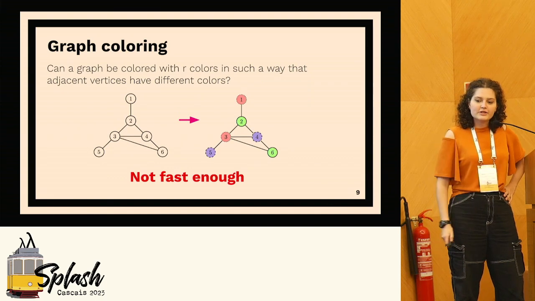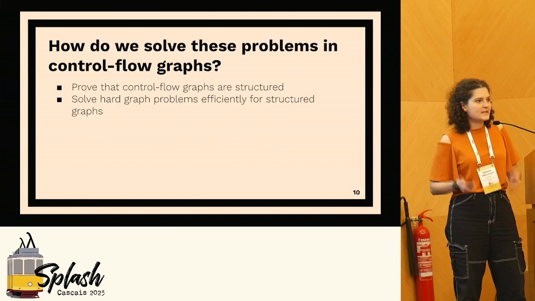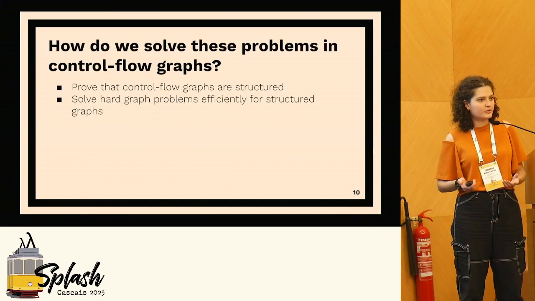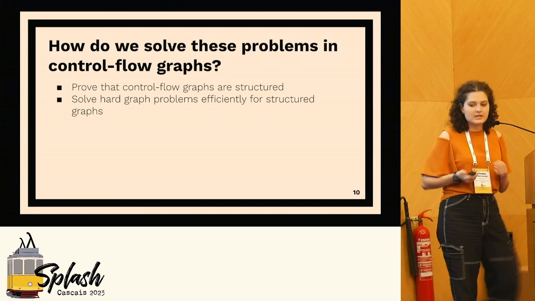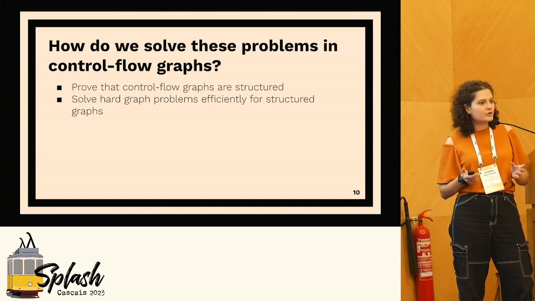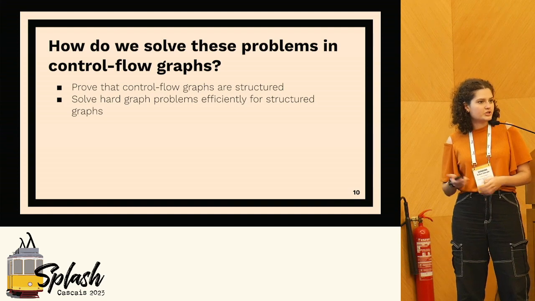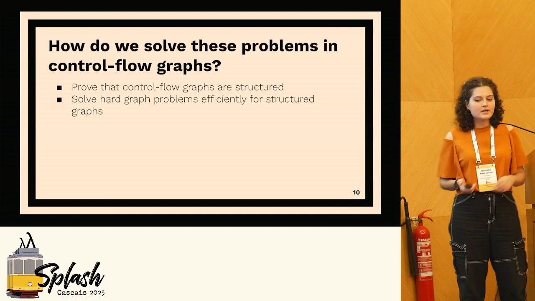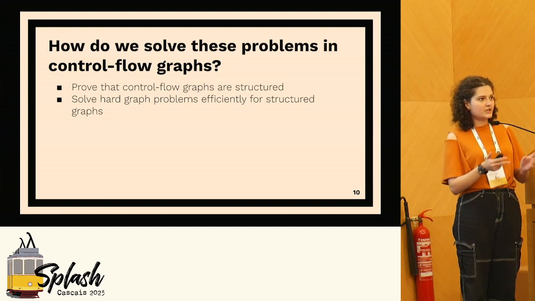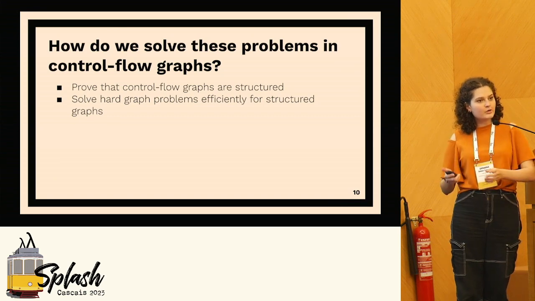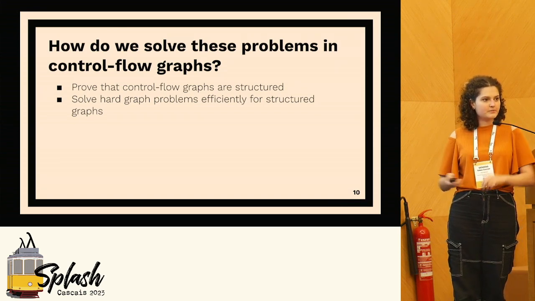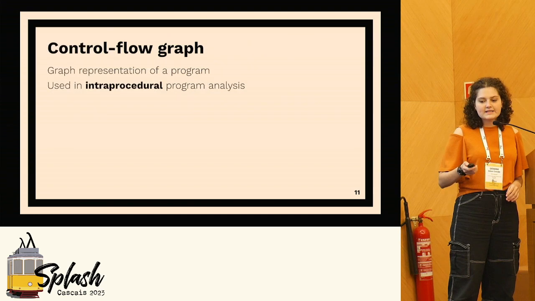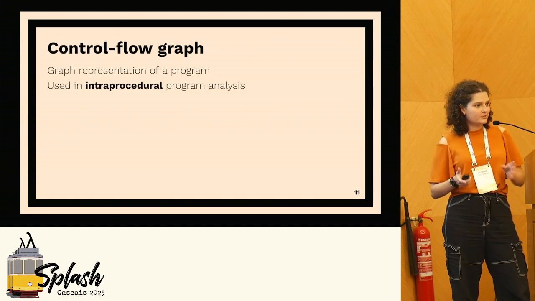So now we need to determine how to solve these types of problems efficiently on control flow graphs. The main idea of this technique is that we want to prove that control flow graphs have a specific type of structure, a specific type of shape. And then we can try to solve these hard graph problems efficiently when our graphs have that specific shape. So let's start by defining our control flow graphs a little more specifically.